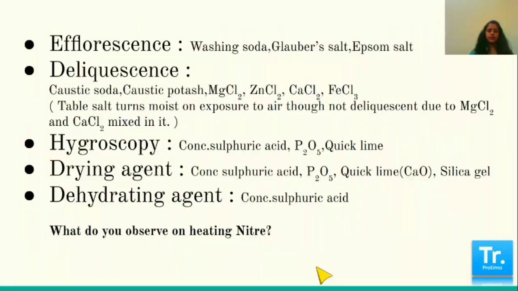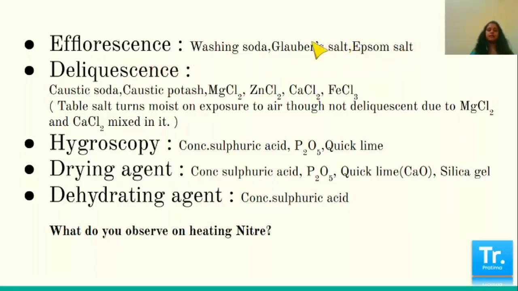Now we go to the next topic, that is efflorescence, deliquescence, hygroscopy, drying and dehydrating agents. Now what is efflorescence? When a particular salt or compound is kept exposed to the atmosphere, it loses its water of crystallization, that is, the crystalline form changes to powdery or amorphous, and some examples are washing soda, Glauber's salt and Epsom salt.